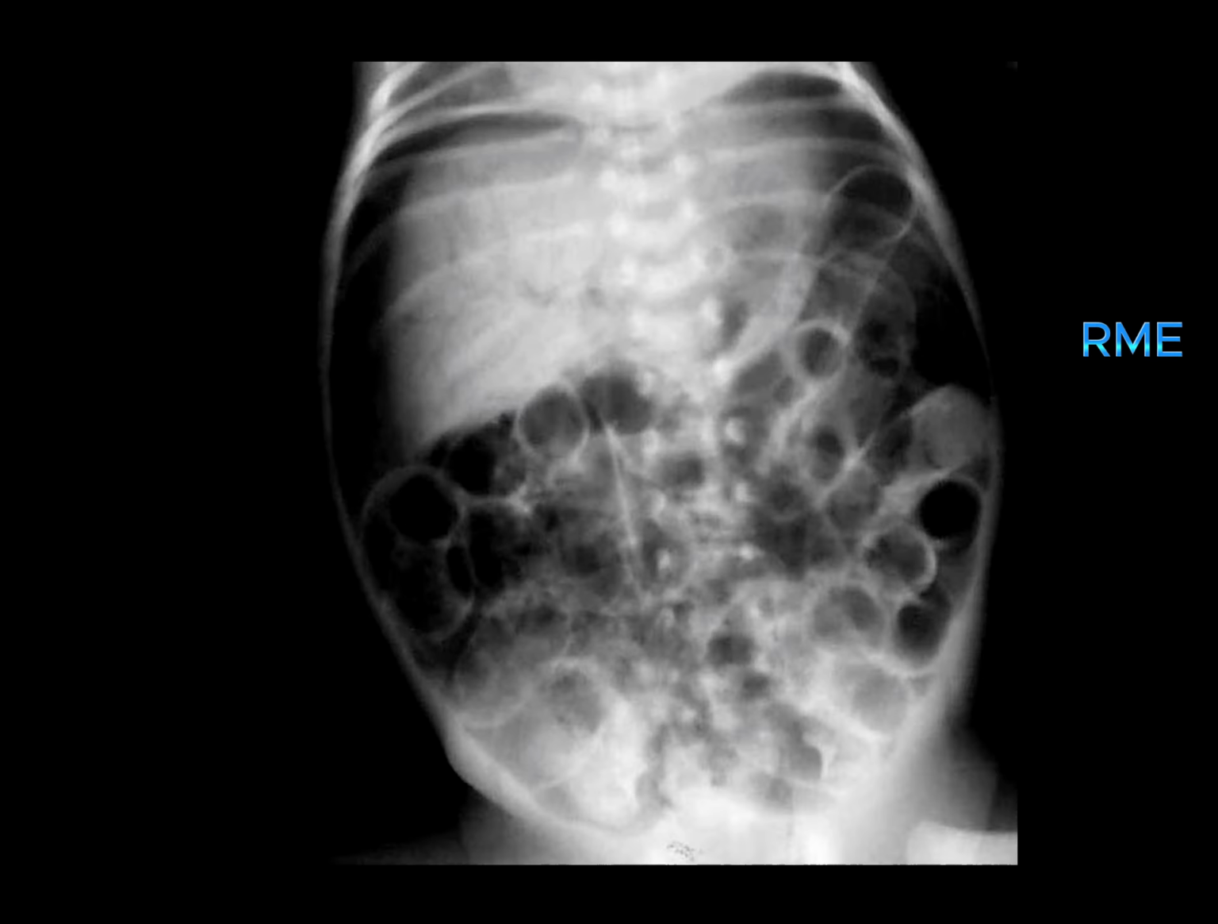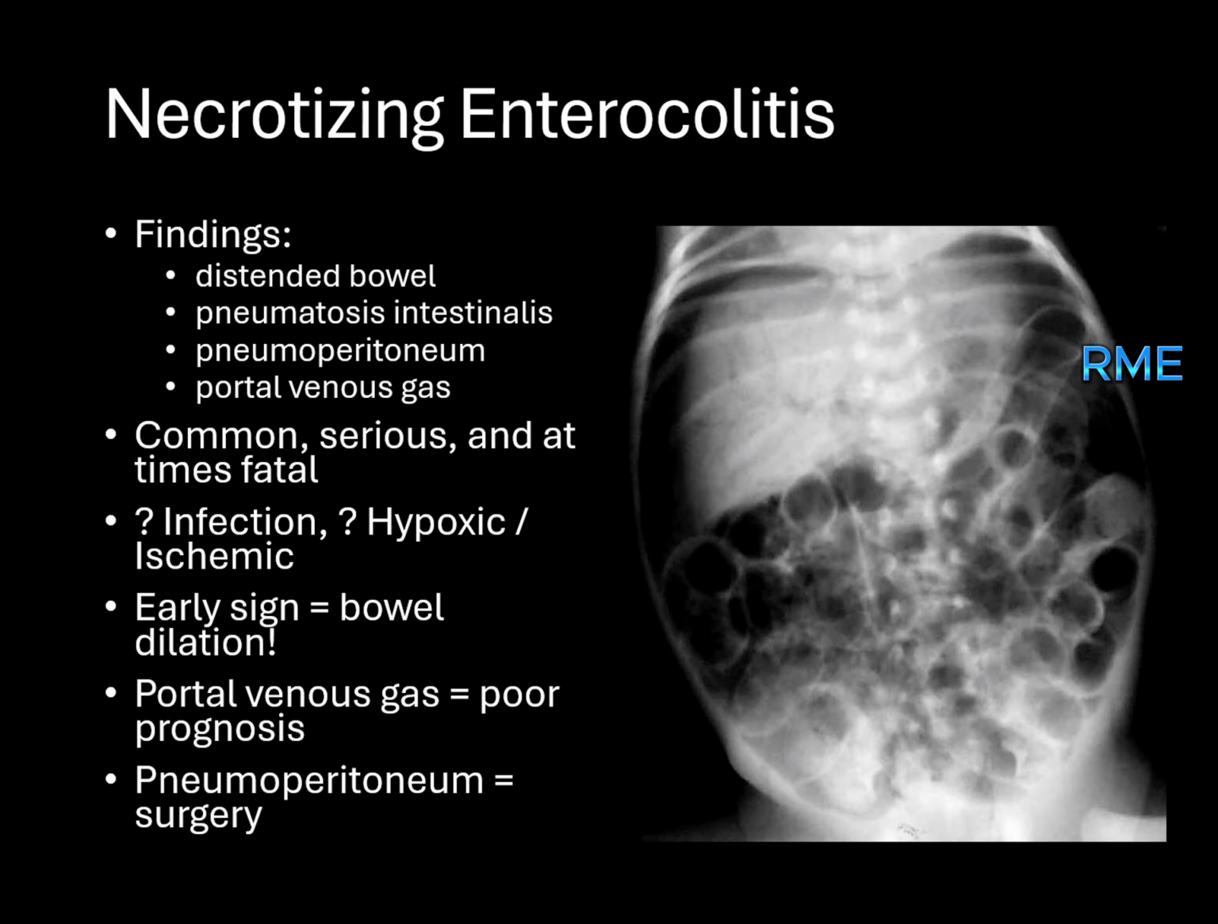What do you see in this image? This image shows distended bowel loops, pneumatosis intestinalis, pneumoperitoneum, and portal venous gas. These findings are indicative of necrotizing enterocolitis. The bowel walls are thickened and contain gas, which is abnormal. No differential diagnosis is needed here.